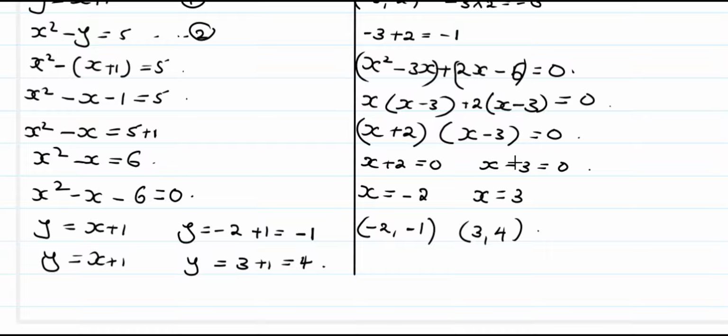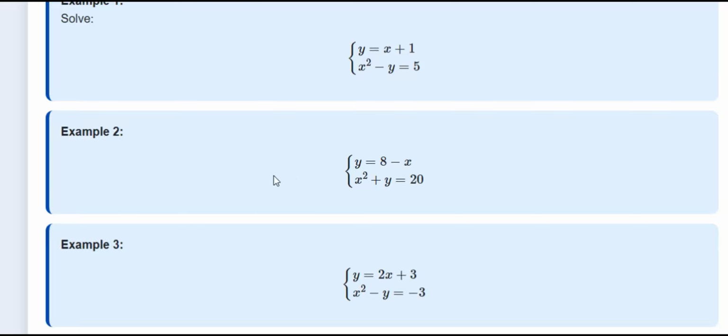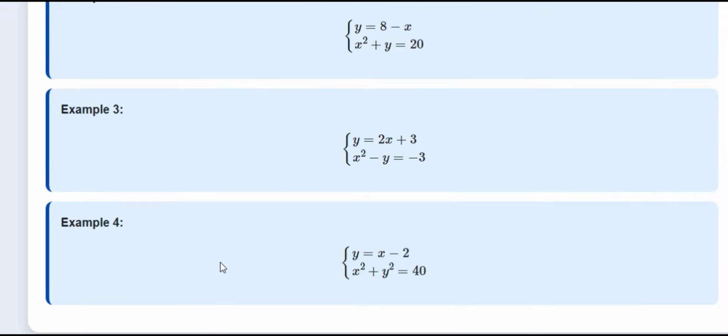Can we try another example? You will try example 2 and example 4, but in my case, I'll do example 3. So first, let me copy the equations onto my board.